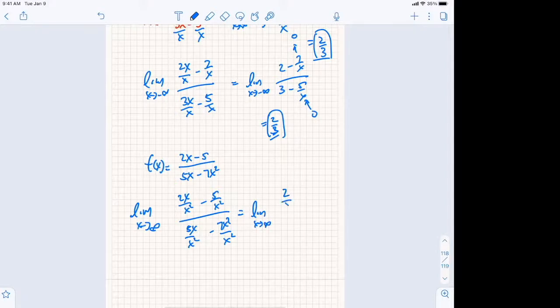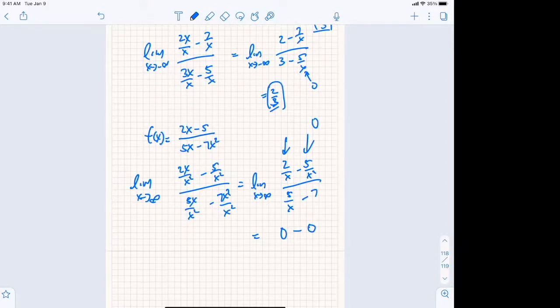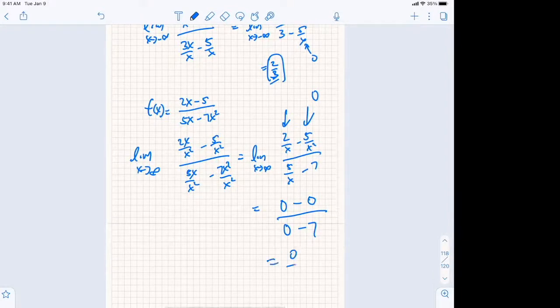So that's going to be (2 over x minus 5 over x squared) over (5 over x minus 7). What happened here? This part is going to be what? 0. What happened to this one? 0. It actually reaches 0 a lot faster, but it's still 0. So 0 over 0 minus 7, well, 0 over negative 7, the answer is 0.